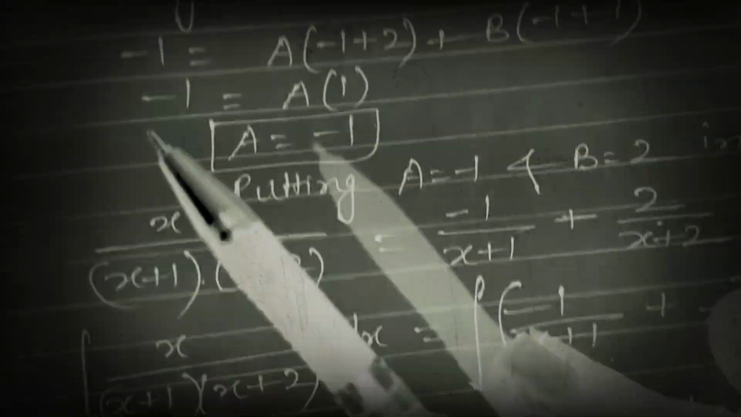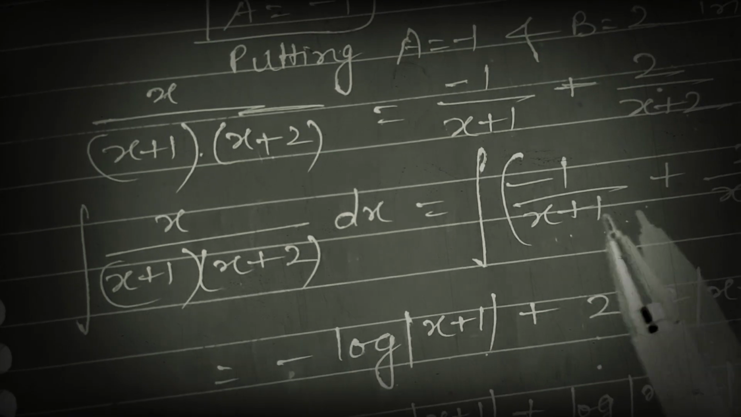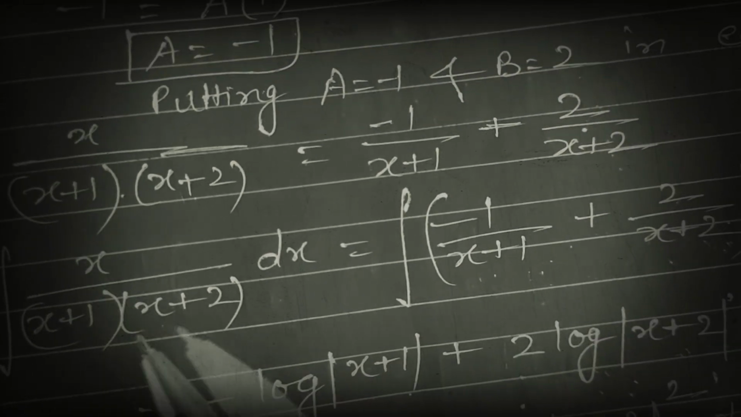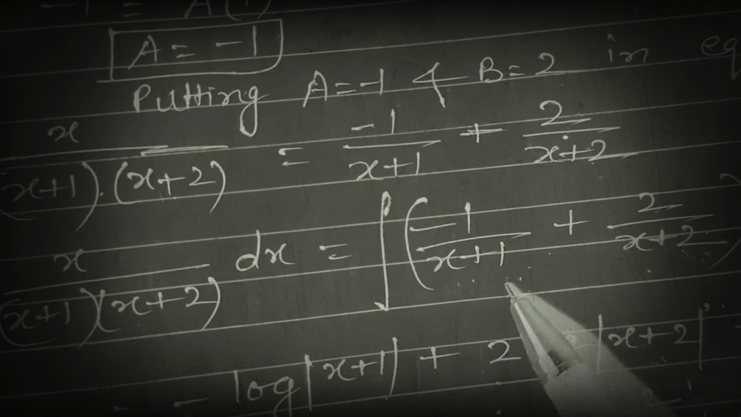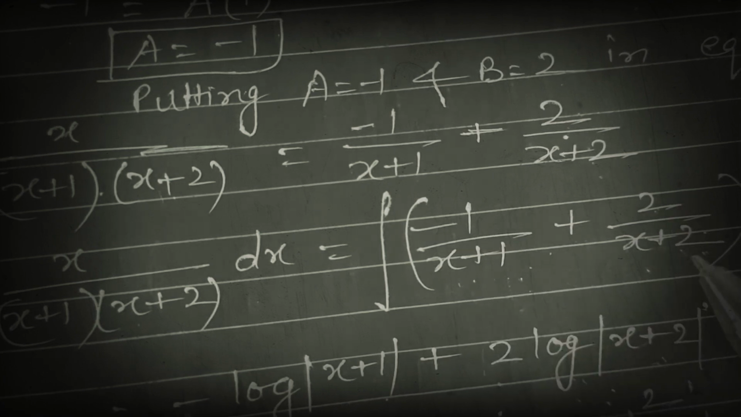Now we will take integration on both sides. Integration of x upon x plus 1 into x plus 2 equals integration of minus 1 upon x plus 1 plus integration of 2 upon x plus 2.